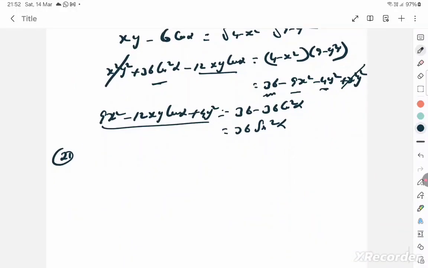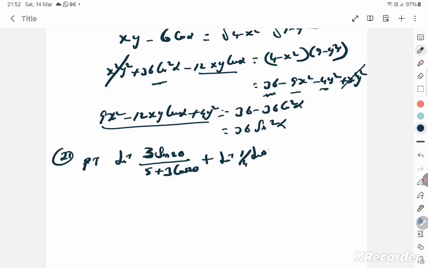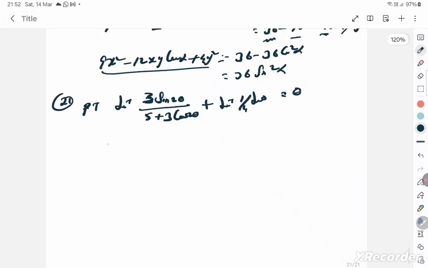21st question is, prove that tan inverse of sine 2 theta by 5 plus 3 cos 2 theta plus tan inverse of 1 by 4 tan theta is equal to theta. You need to prove this. Okay, that's the question. Prove that it is equal to theta. So I am trying to see what I can do.